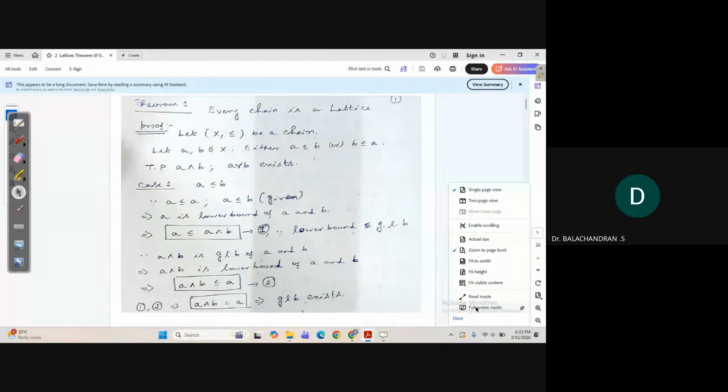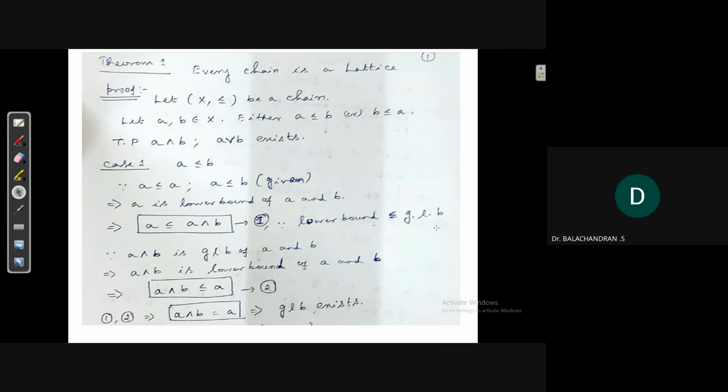So I plan to discuss in this lecture 5 theorems. Okay. So first theorem is every chain is a lattice. Prove that every chain is a lattice. So in the morning, I think the first lecture, we discussed.